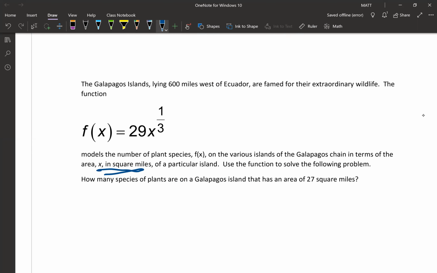Then it says use the function to solve the following problem. How many species of plants are on the Galapagos Islands that has an area of 27 square miles? So that's just what our x is equal to, right?